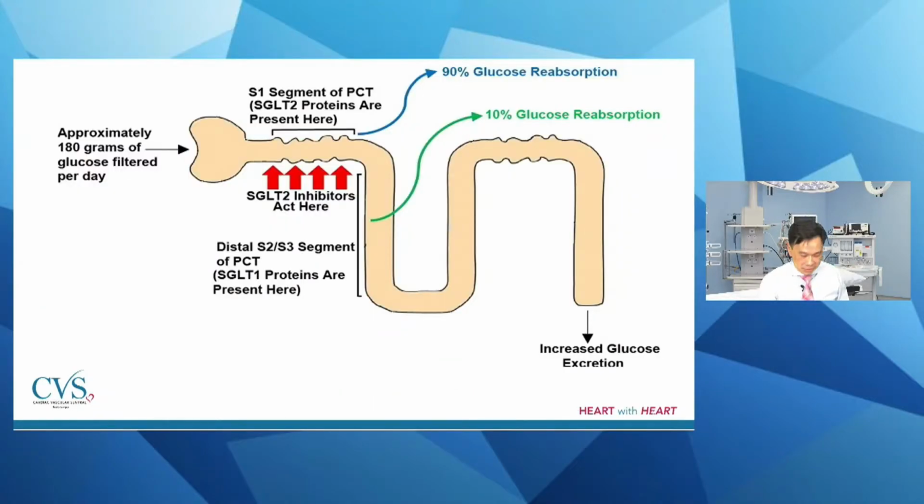So SGLT2 inhibitors work here, right? They inhibit the reabsorption of glucose, and also, while we have got this graphic on board, they inhibit sodium reabsorption in the proximal tubule of the nephron.